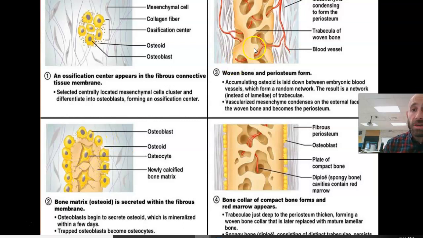The third stage is at this point we have now formed our spongy bone. So this is that bone that formed here, and you can see blood vessels have started to penetrate the area, which bring more bone cells, and eventually this is what becomes bone.